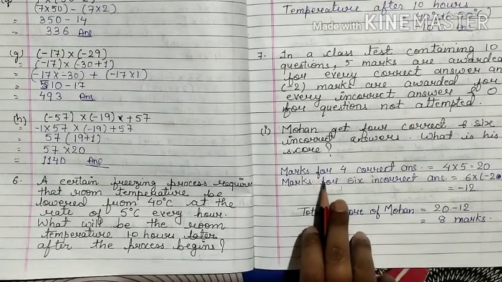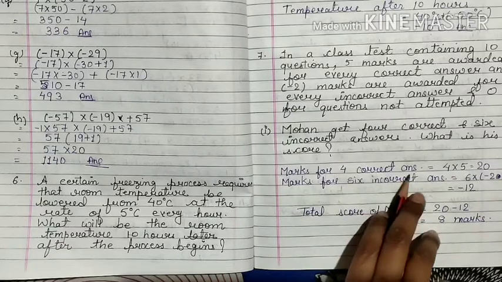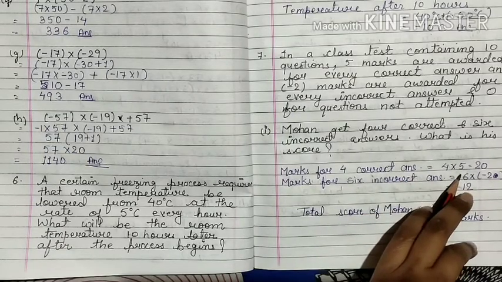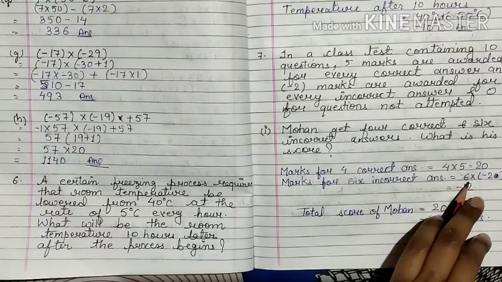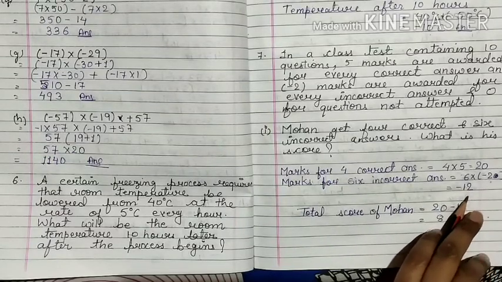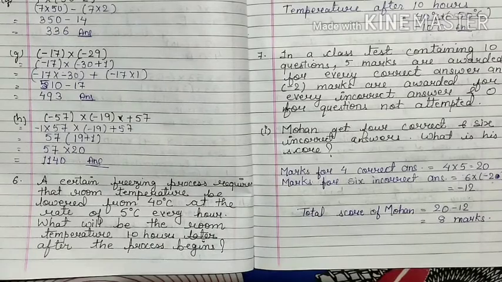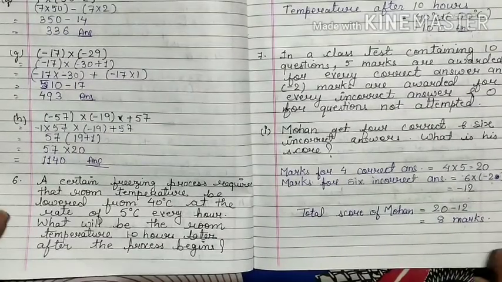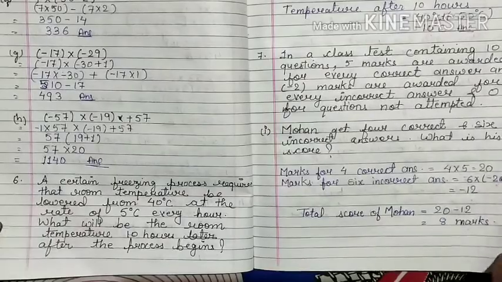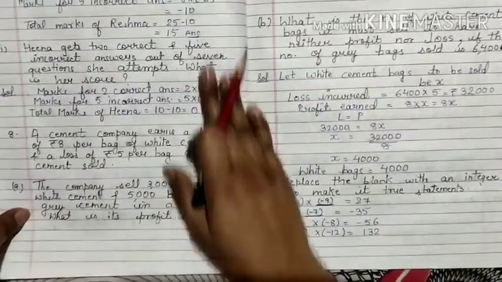So marks for 4 correct answers equal 4 5s are 20, and for 6 incorrect answers 6 2s are, it is -12. Then we subtract 20 minus 12, the answer is 8. So Mohan scored 8 marks.